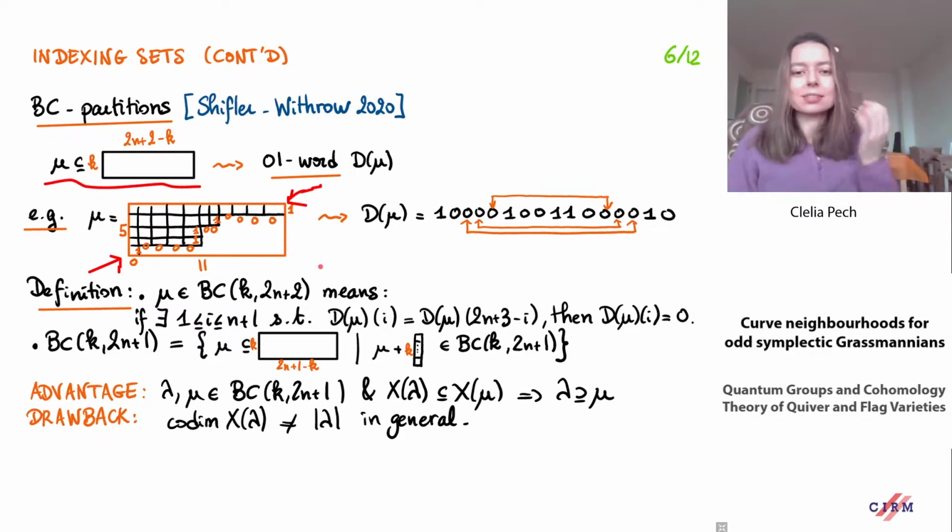Now, if I look at a partition in that rectangle, for it to be a BC partition, there is an extra condition. And this is some sort of symmetry. If I have an index, so if I have a step between the first step and the n plus first step, which is equal to the symmetric step, I've indicated it in the example with this arrow.